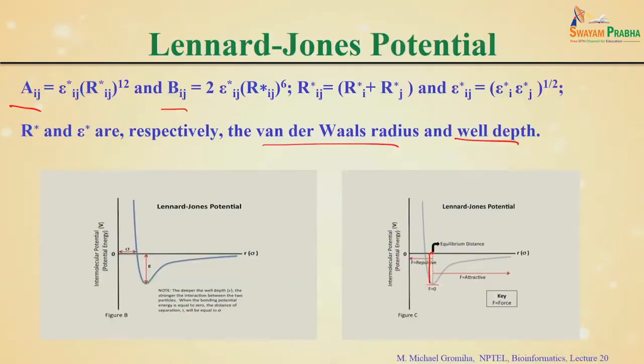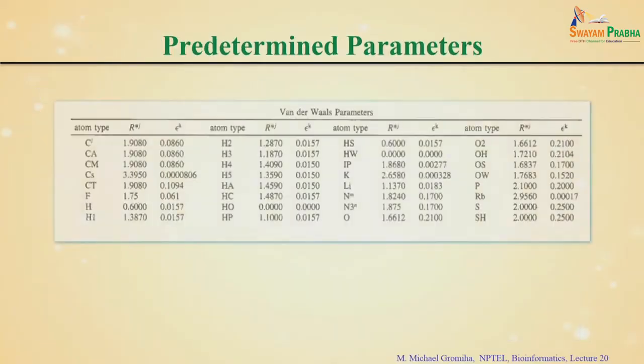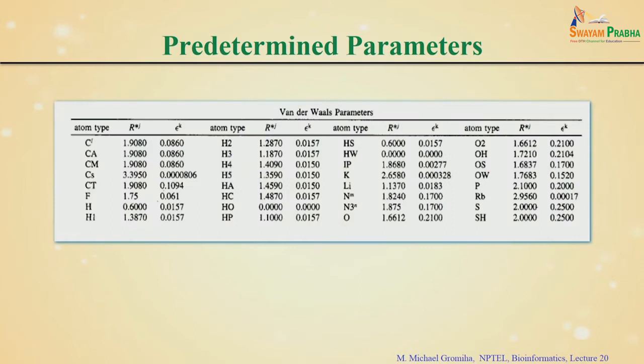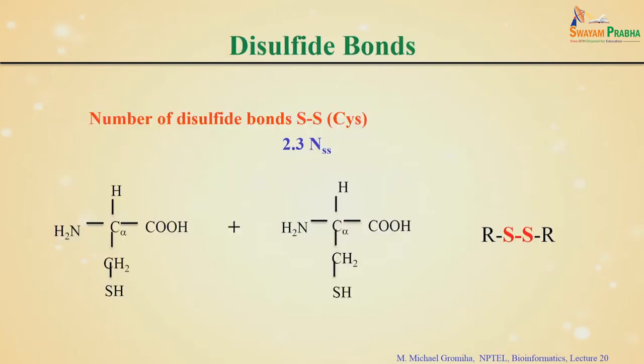If you know the distance, you can easily get the Ri power 6 and Ri power 12. So for each atom, we have these specific values for the radius and well depth, predetermined parameters. You can see this is the Rij and epsilon for different types of atoms, whether it is carbon, the C alpha carbon, or other atom types. You can have this well depth as well as the radius, and you can use that. So we discussed 4 types of interactions.